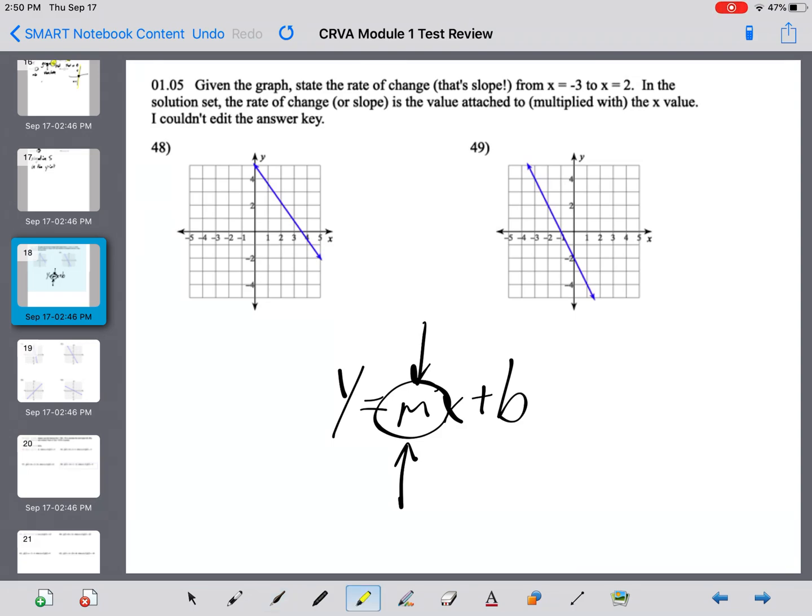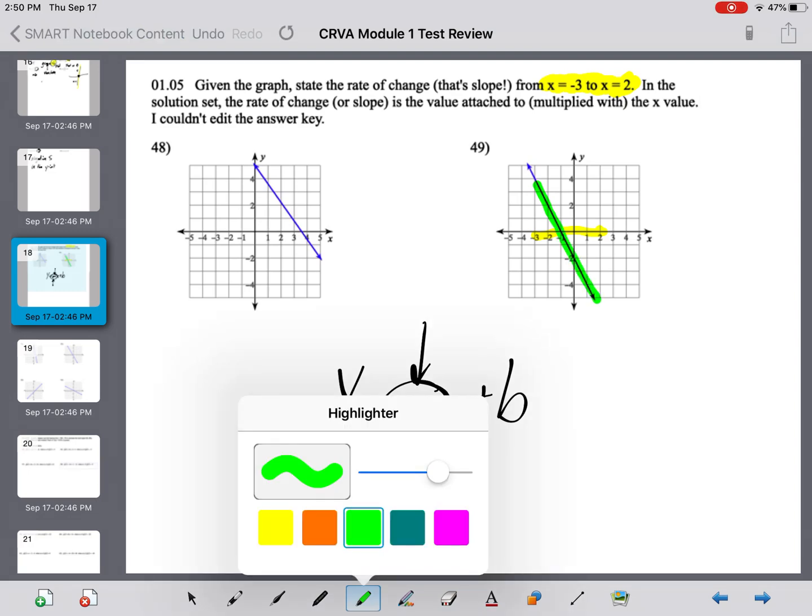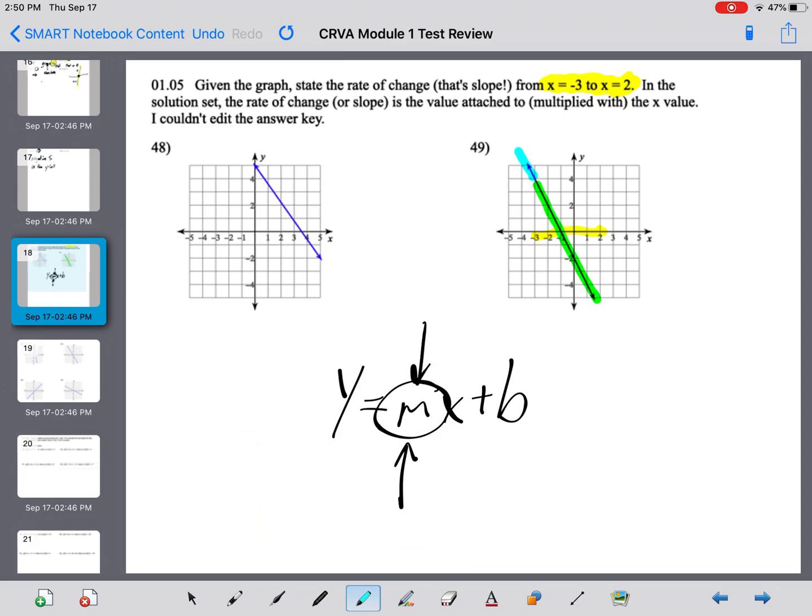By the way, folks, these are linear equations. These are straight lines. So I'm going to have to jump over to number 43 here. The region where x goes from negative 3 to 2 is this part of the line. But if I had more of the graph here to look at, I could use any parts of these lines. That's a different line, so it's probably a different slope. But the slope is the same all throughout the line.